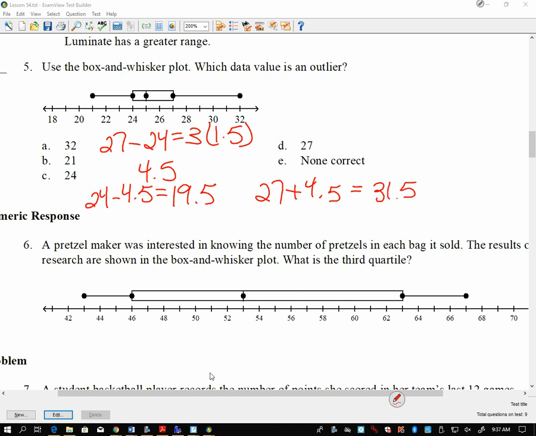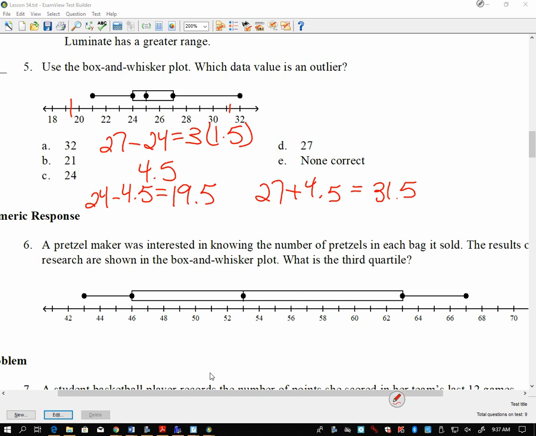All right. So what they're saying is, are there any values in our question that are less than 19.5 that we see over here? Here's 19, so that would be 19.5. Is there anything further left than 19.5 in my box and whisker plot? No. Okay, let's come to 31.5.